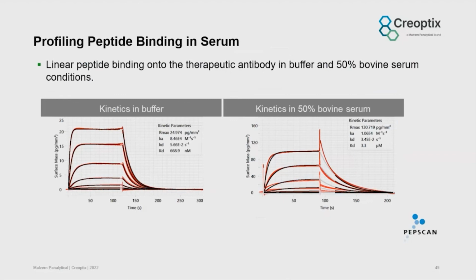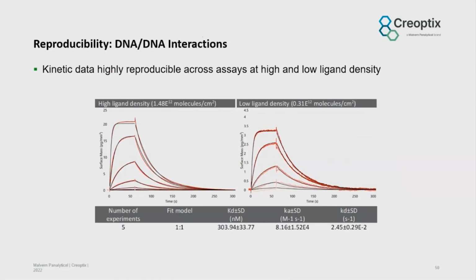We've already seen this slide, so I'll quickly skip on. One other little application: we have many applications that you can see on our website and in peer-reviewed literature, but what I'm showing here is a DNA-DNA interaction, and we can look at reproducibility across very high and low ligand densities.